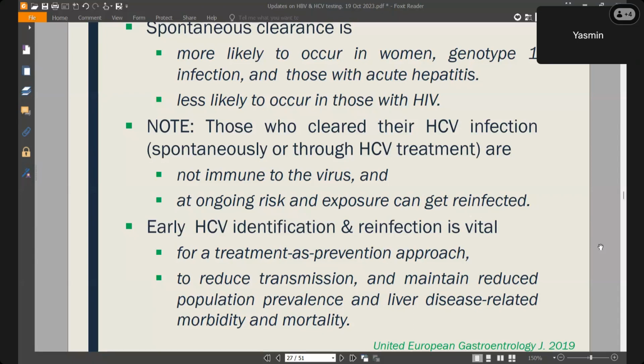That's the only way. All right, that's how we can reduce transmission, and that's how we can reduce the population prevalence, and that's how we can reduce disease-related morbidity and mortality. All right, detect those new ones and those who are reinfected as early as possible. Right? The famous treatment as prevention approach. Next slide.